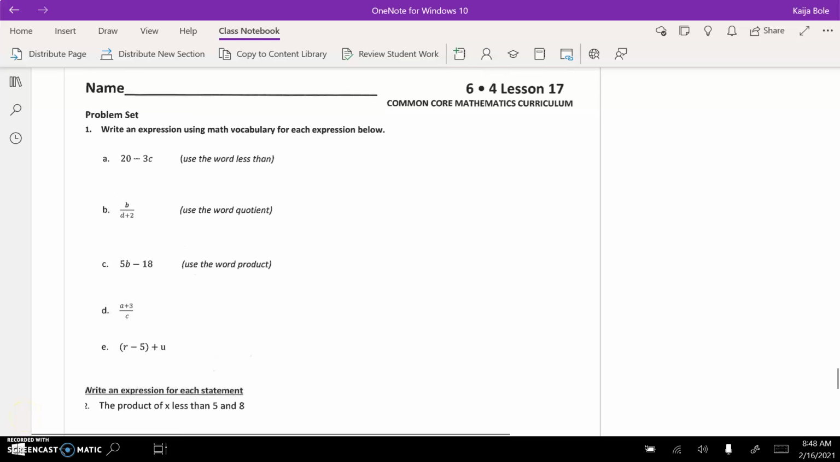Here we are on the classwork for 4.17. Goal for today is to do 1 through 10, and it's pretty much a review of what we've been doing, so nothing new, just more practice.